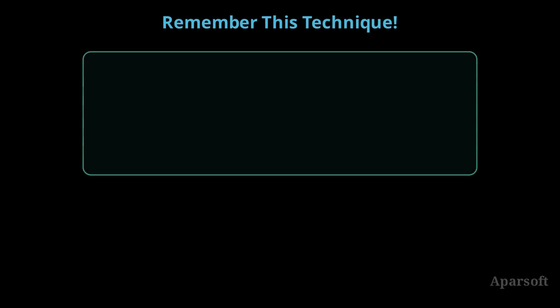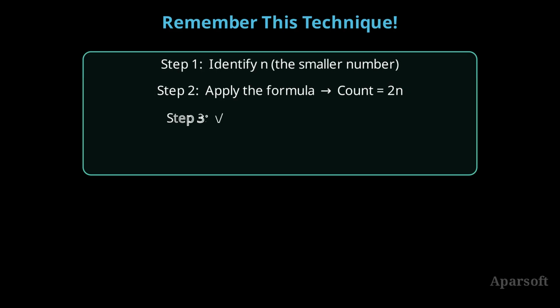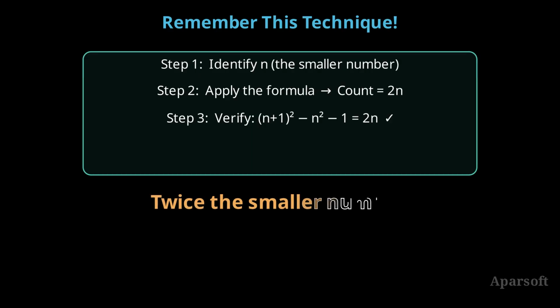Here is the technique to remember. Step 1, identify n, the smaller number. Step 2, apply the formula. Count equals 2n. Step 3, verify with the identity if needed. The key takeaway: twice the smaller number, no need to list hundreds of numbers. The formula does the heavy lifting for you.